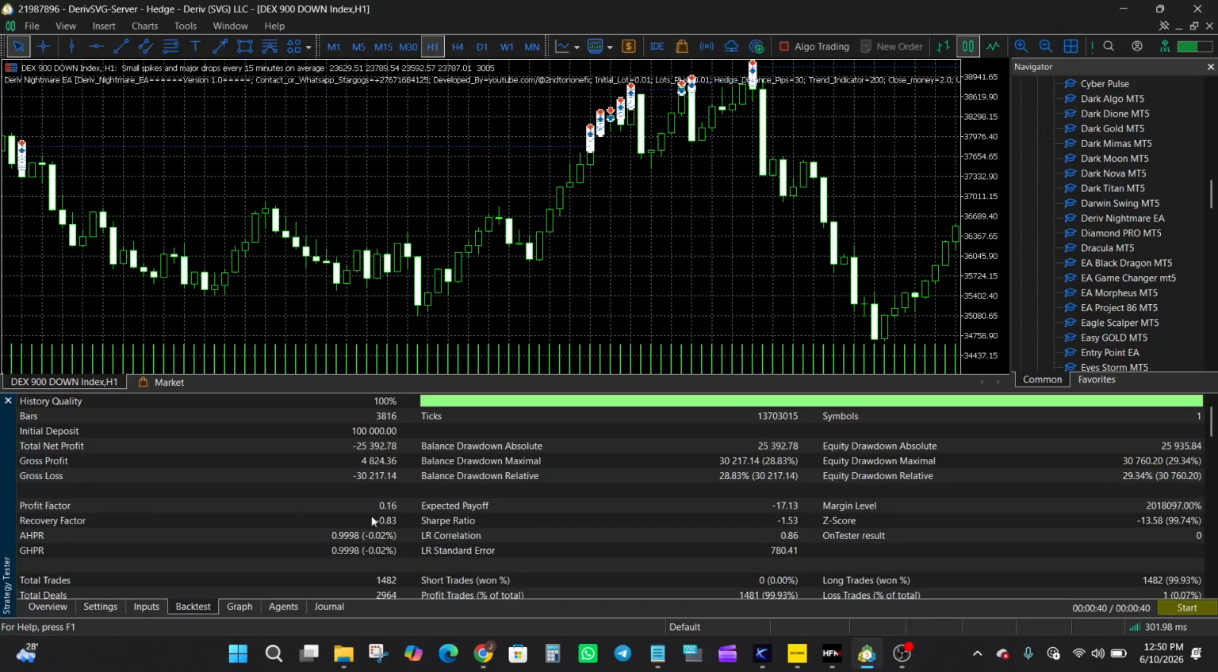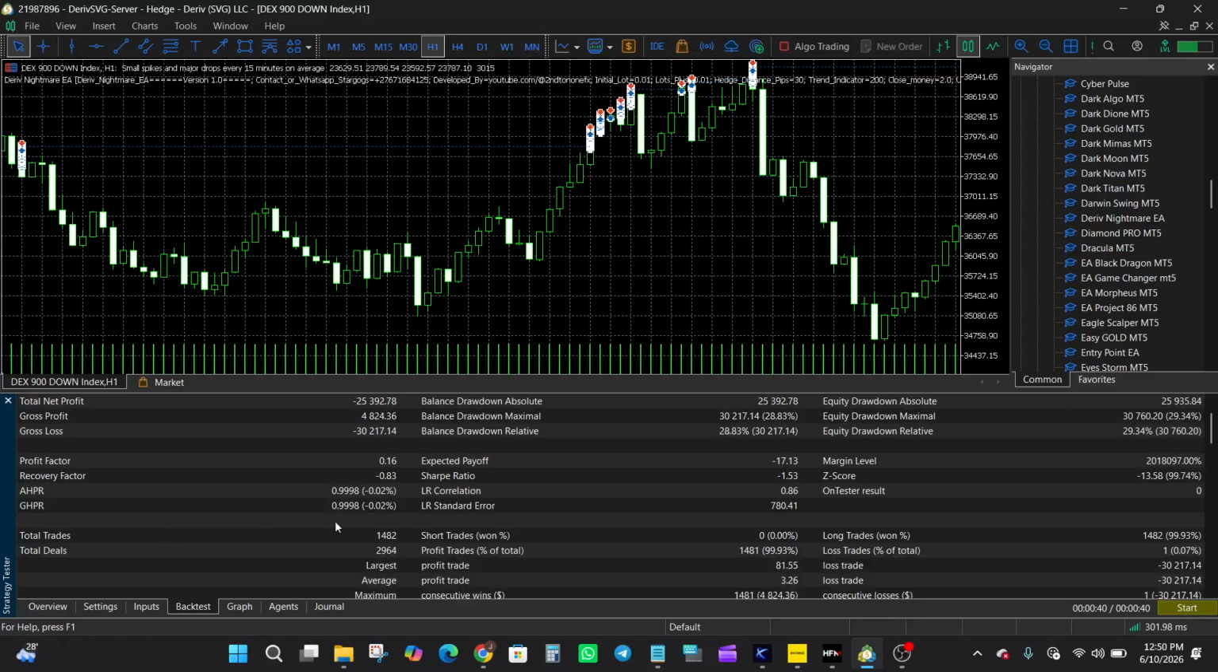So looking at the backtest results, we can see that from an initial deposit of 100,000, the total net profit was negative 25,392.78, and the total trades taken were 1,482. Short trades, there were no short trades. All the trades were long trades with a 99.93% win rate.